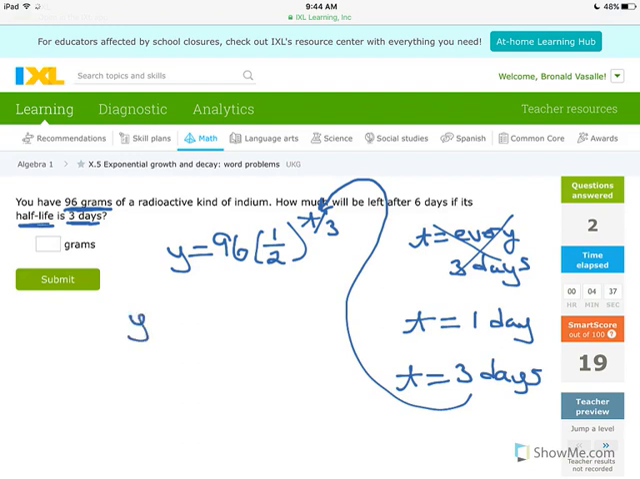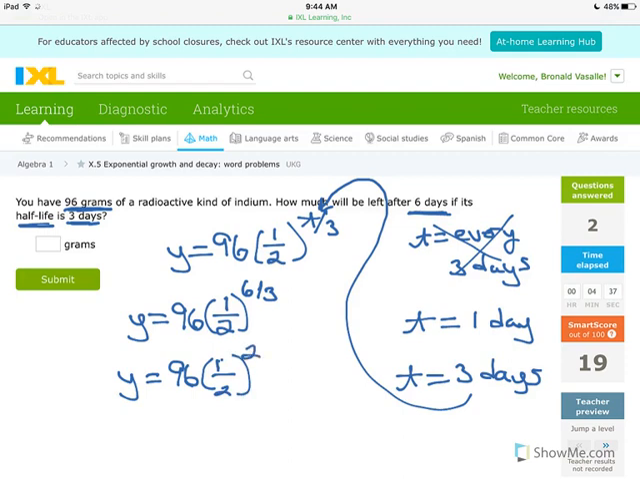So we'll say y equals 96. You have a half-life, so you're cutting it in half. They want you to go for 6 days, so it's going to be 6 over 3. And notice if you simplify that fraction, 6 over 3, you get 2. Which should make sense because 2 is how many half-lives it's gone through for 6 days. So if its half-life is every 3 days, then 3 days and 3 days it's gone through 2 half-lives. So we can work that.